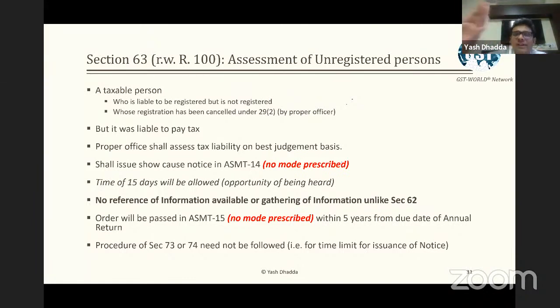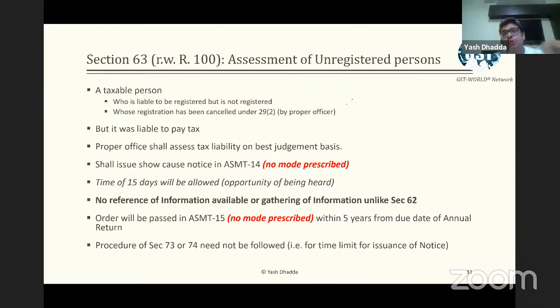Again, here the proceedings of 73-74 have been overridden. They are not required to go into the details of 73-74. Now this 63 order cannot be withdrawn, because obviously you are not registered and you are not going to file your return. So this is even more grave, because once an assessment has been done under section 63, the only option available is to go ahead and file an appeal.